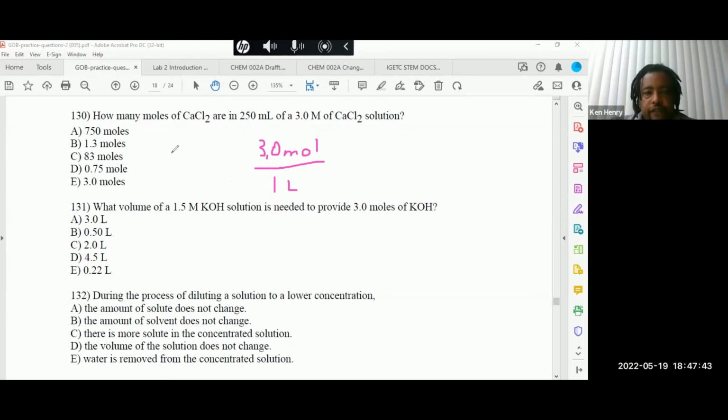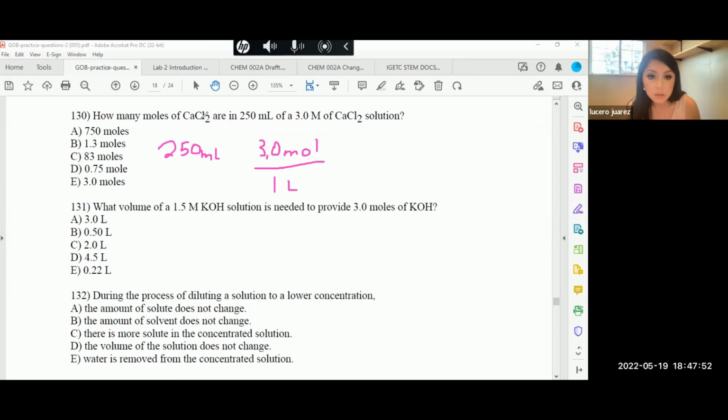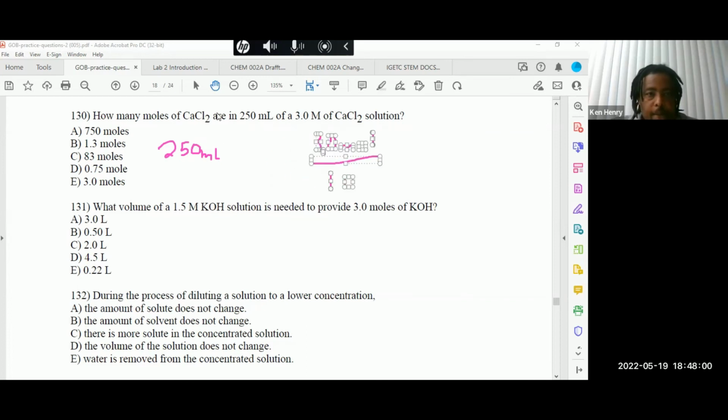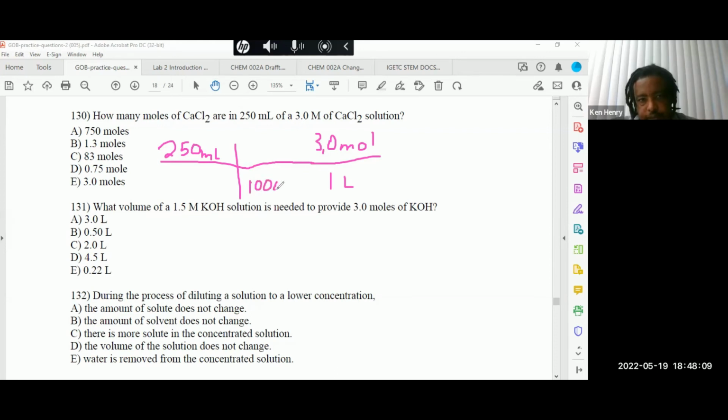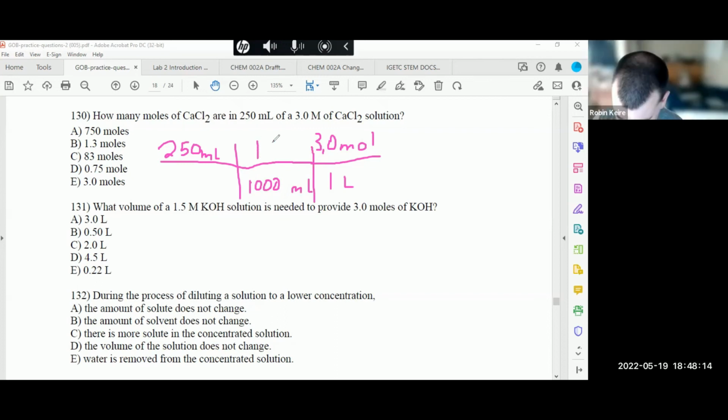So if I have 250, my starting out is 250 milliliters, what do I need to do to those milliliters? Turn it into liters. I need to change it to liters. And how is that? 250 milliliters, and then 1,000 milliliters in 1 liter. Okay, 1,000 milliliters, one liter. Milliliters cancel out.